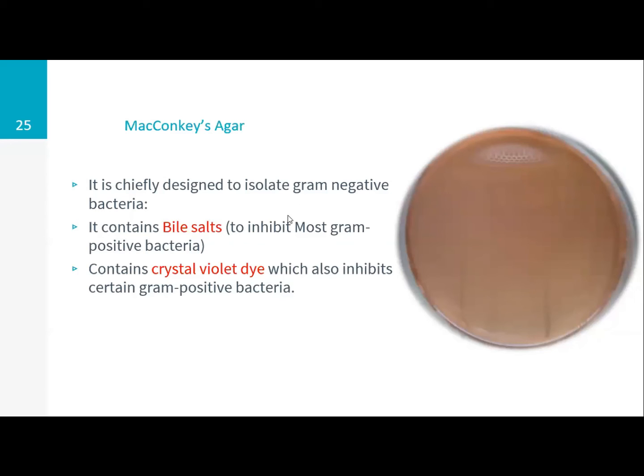And the reason why the gram-positives can't grow here is that the media is designed to inhibit growth because it has, one, the bile salts, all right? So the bile salts, as we see, will inhibit the growth of the gram-positive organisms. And you also have crystal violet dye. And these two things prevent the growth of the gram-positive bacteria.